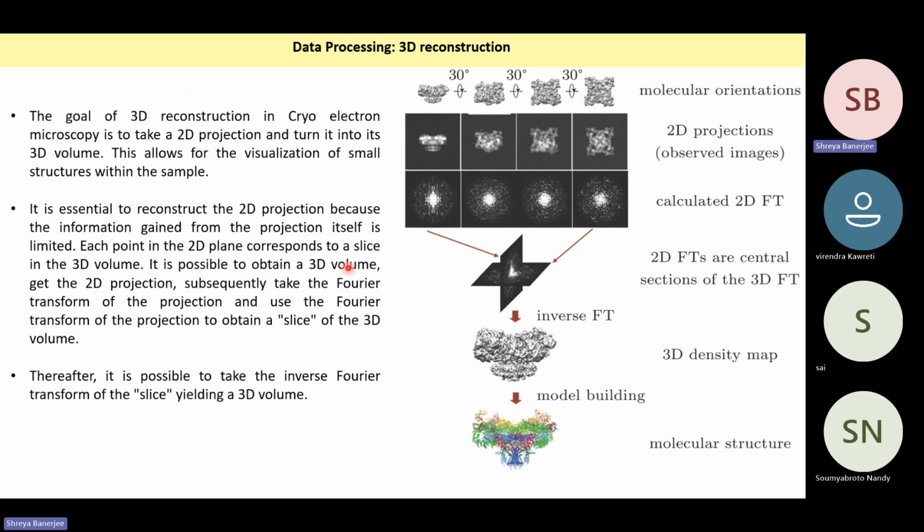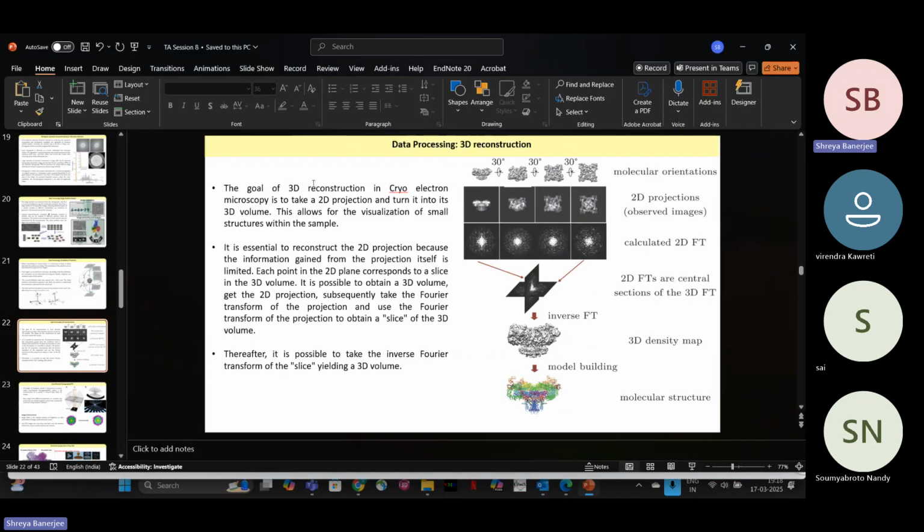It is possible to obtain a 3D volume only if we put together all the 2D projections and take the Fourier transform of the projections to reconstruct the 3D volume. So you can see these are different 2D projections. You can put together the different projections and do an inverse Fourier transform to get the 3D structure. So again, I will explain this part, just one second.